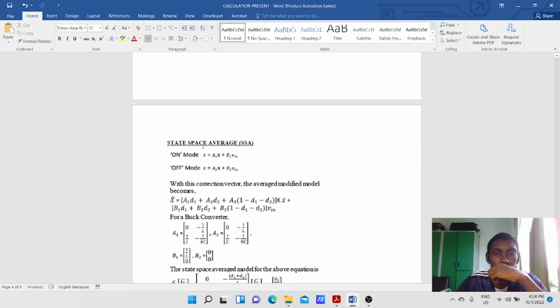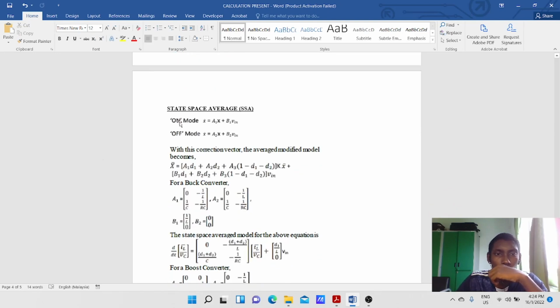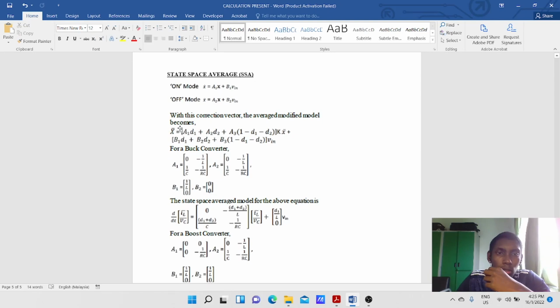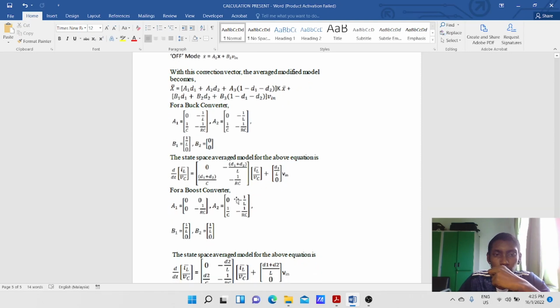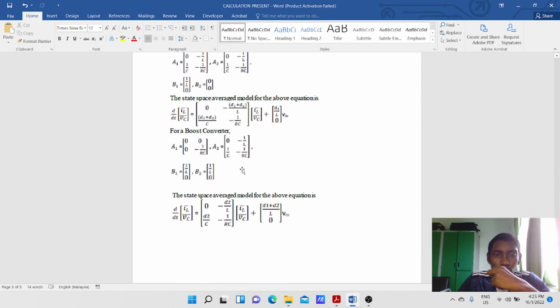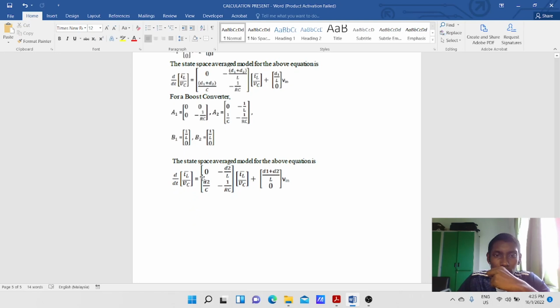So let's move on to the state space average. For on mode, x dot equals A1 x plus B1 Vin, whereas for off mode, x dot equals A2 x plus B2 Vin. So with this correction vector, the average modified model becomes this form. So for buck converter it is like this. For state space average model, the equation is this. For boost converter, the equation is this, and then the state space average is this.